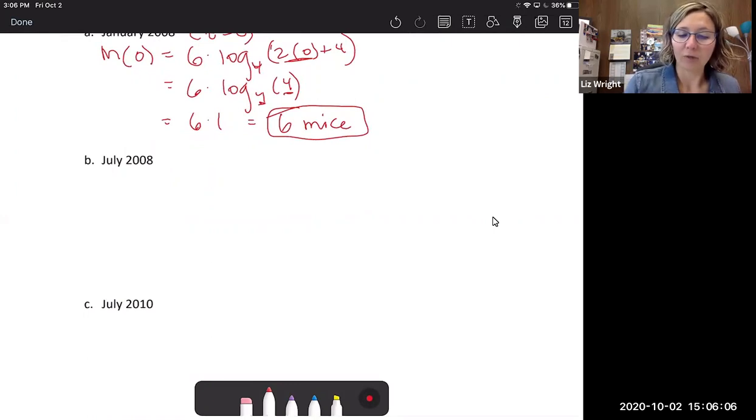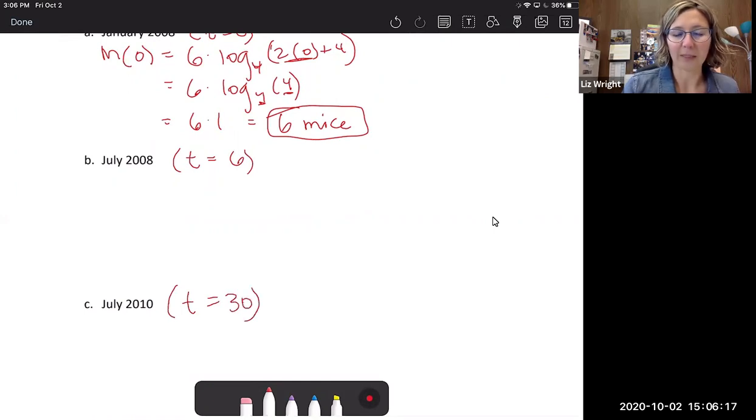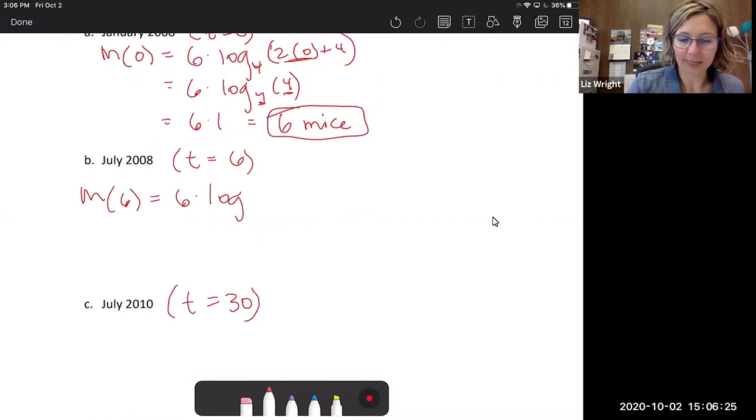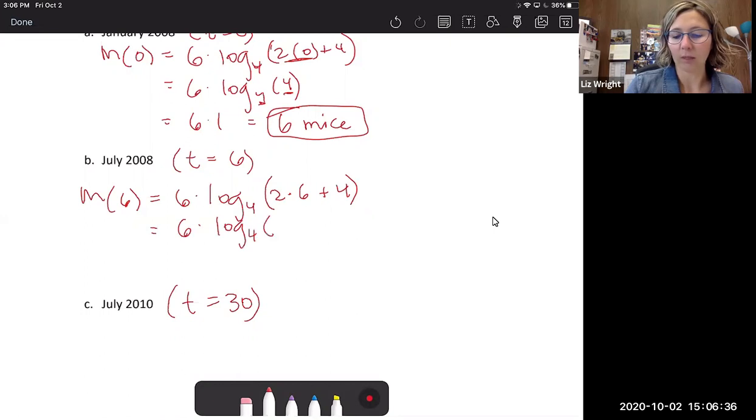All right, July 2008. I'm just going to tell you, to save you the trouble of going back, it's going to be t equals 6. And this next one is going to be t equals 30. Just trust me on this. T equals 6. So we're going to have m of 6 equals 6 times log base 4 of 2 times 6 plus 4. 6 times 2 is 12. 12 plus 4 is 16.